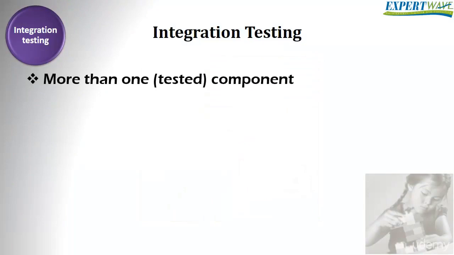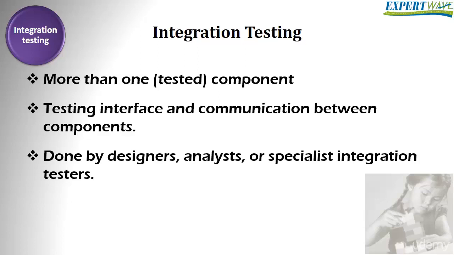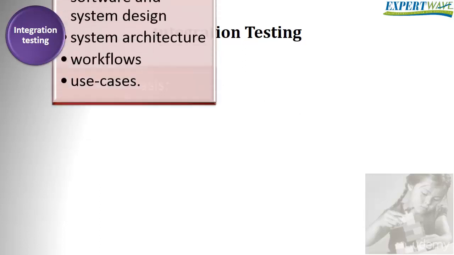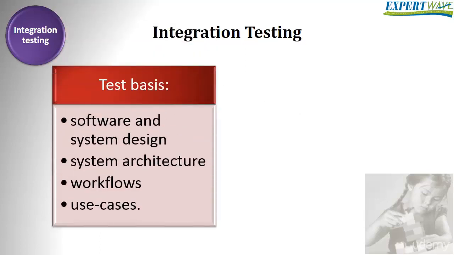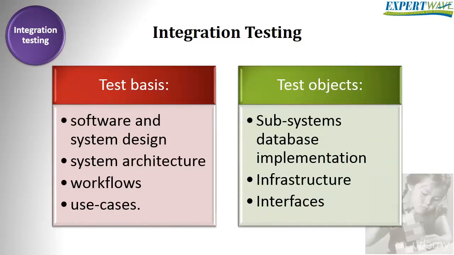For example, if they are integrating module A with module B, they are interested in testing the communication between those modules, not the functionality of the individual module, as that was done already during component testing. Thus, the test basis for integration testing can include the software and system design, a diagram of the test architecture, workflows, and use cases. The test objects would essentially be the interface code between those modules. These can include subsystems and database implementations.